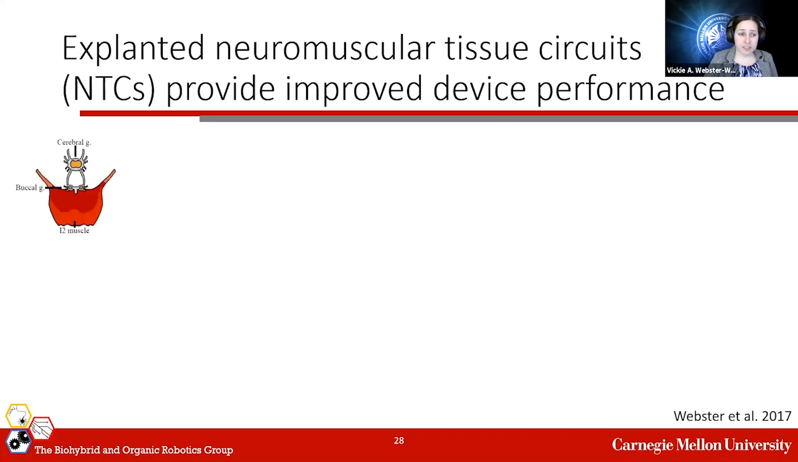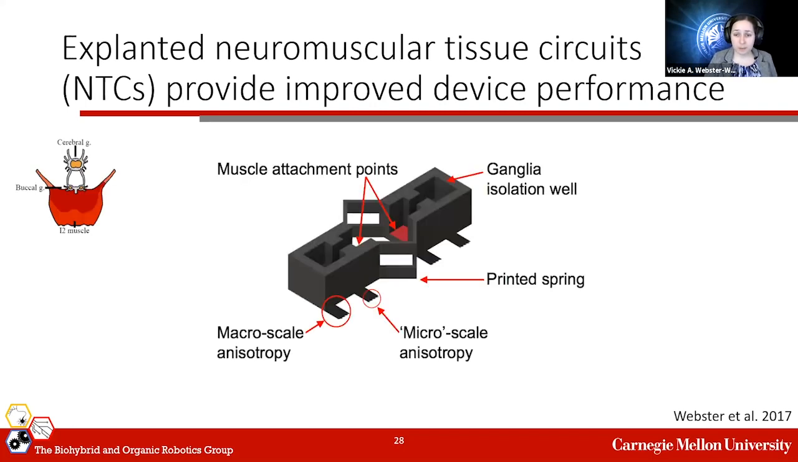So we took our NTCs and designed a new robot body, roughly inspired by inchworms, where we have two masses for the body. The muscle is attached between these bodies, which are connected by a flexible printed spring. And then since we're only using one actuator for locomotion, we're relying on anisotropy of the feet to actually drive forward locomotion. These ganglia isolation wells allow us to place the cerebral ganglia in isolation from the rest of the tissue to apply chemical stimulants.